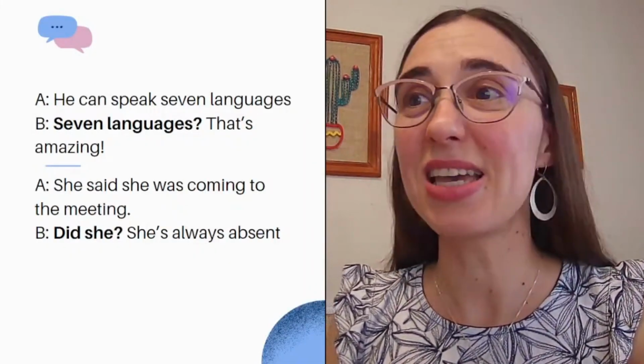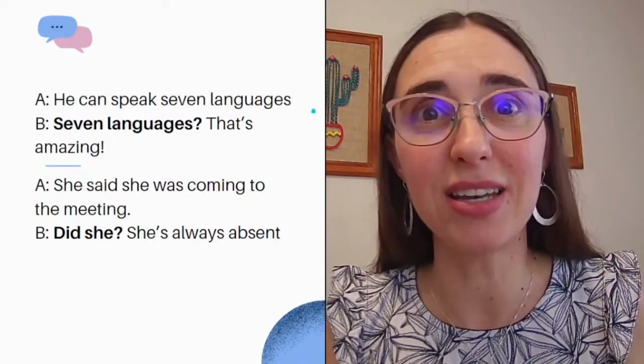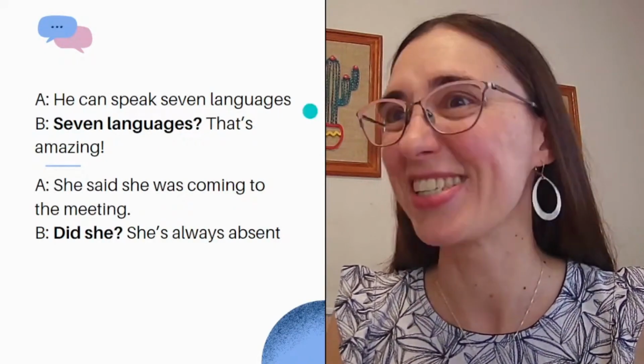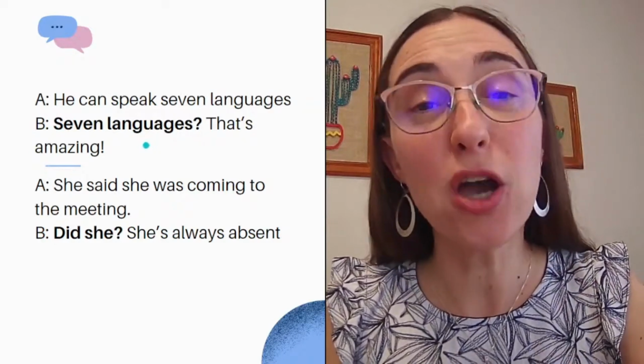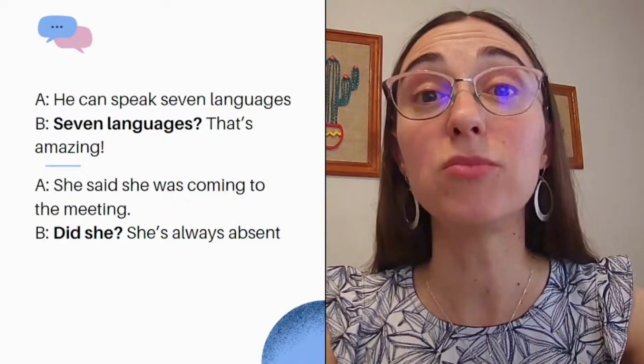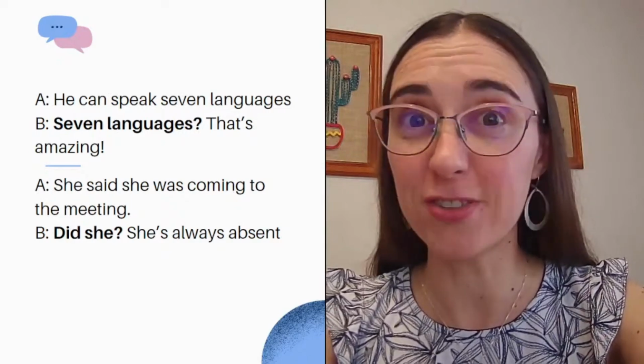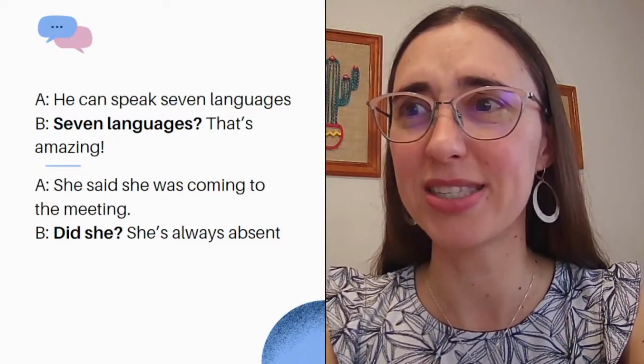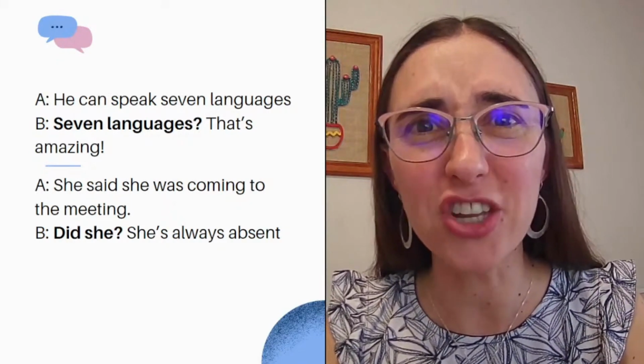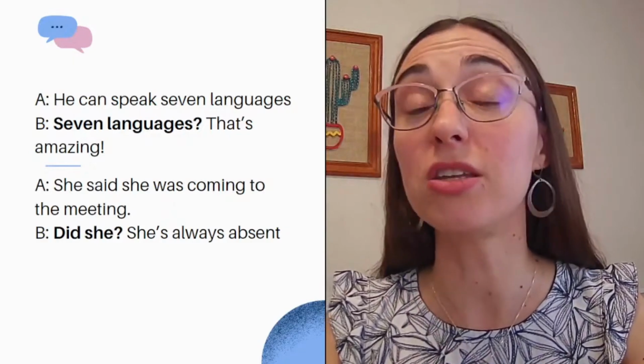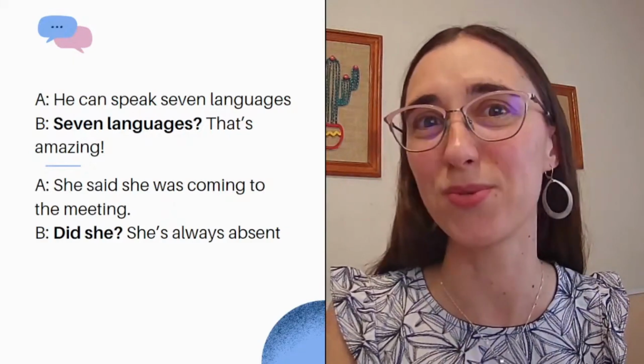This first person says he can speak 7 languages. Wow, a lot. So by echoing part of the sentence, I'm showing that I'm involved, that I am connected to what the other person is saying. 7 languages. Yeah, pay attention to the intonation there. You have to show surprise, as we said before.